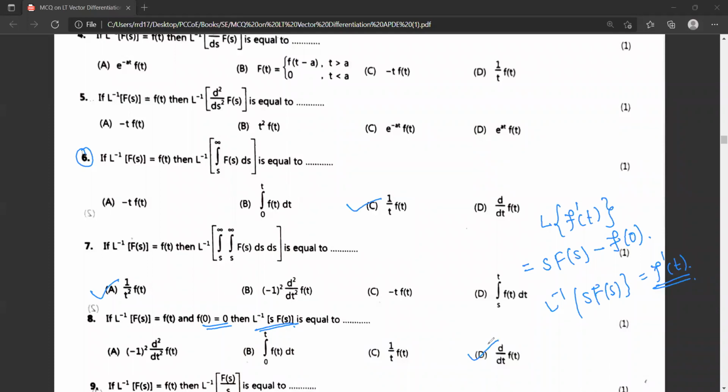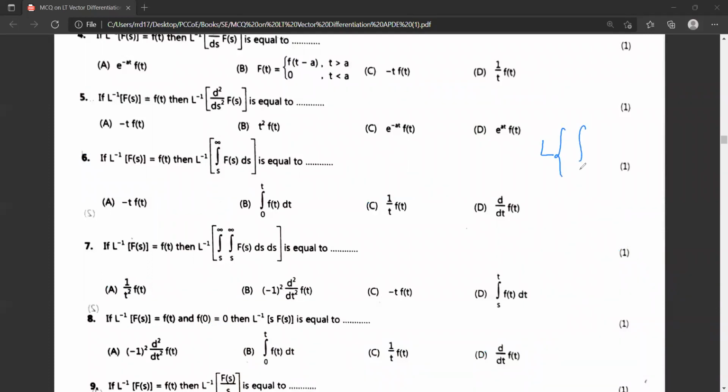So try to relate this with the Laplace. I'm telling you again and again, if your Laplace is clear, Laplace inverse won't be a problem for you. Okay, so is this clear? Answer me quickly. Okay. Now again, we have seen one more, like 0 to t. Try to understand. Whenever there is s to infinity or 0 to infinity. Now it is 0 to t of f of t dt. You know that. What is this equal to?